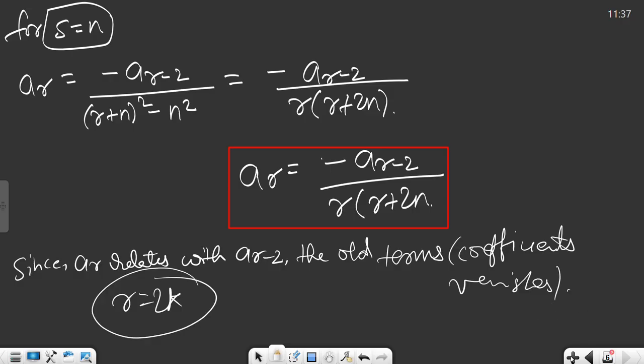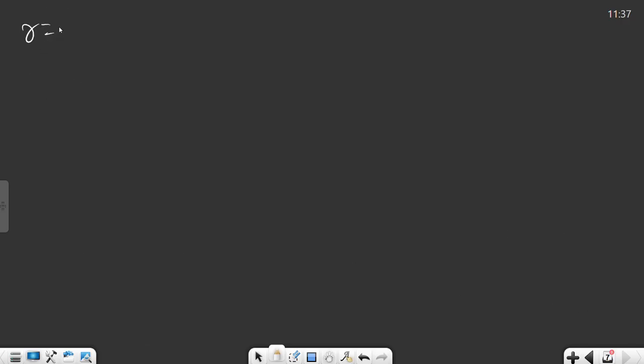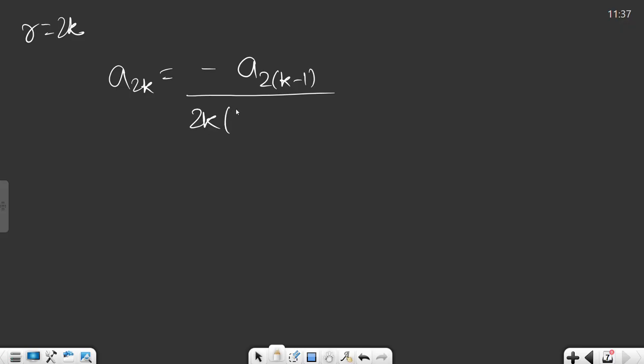So let's do that here. When you plug r equals 2k, that's going to give us a sub 2k equals minus a sub 2k minus 1 over 2k times, that was 2k plus 2n. Okay, let's simplify this further. Let's just use the recurrence formula to simplify this. Oh, well, before that, let's plug k equals 1.